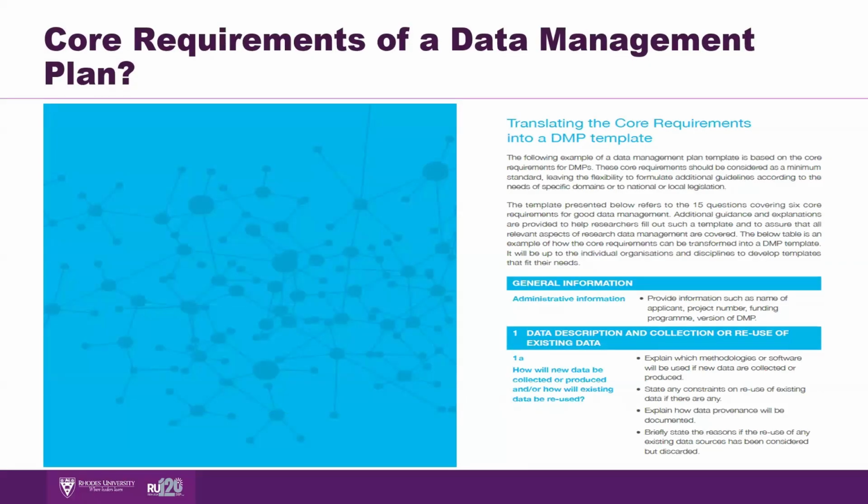So starting with the first one, 1A, I won't go through all of the details, but for at least 1A, I'll go through that. If you had to provide information on how the data will be collected or reused, you would explain which methodologies or software you would use. You'd state any constraints on reuse that you would be facing. You would explain how the data provenance would be documented. And you'd also briefly state the reasons, if there are any, if the reuse of any existing data source has been considered but discarded. So these are pointers that Science Europe provided. One can go through this document to get a pointer in terms of the kind of information that they need to supply to answer question 1A.